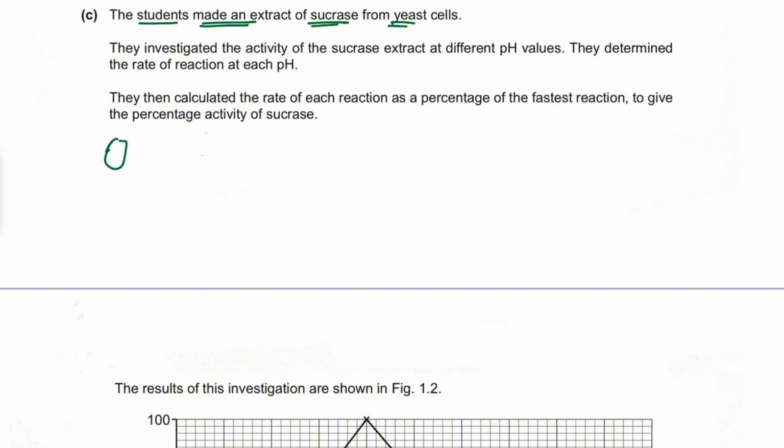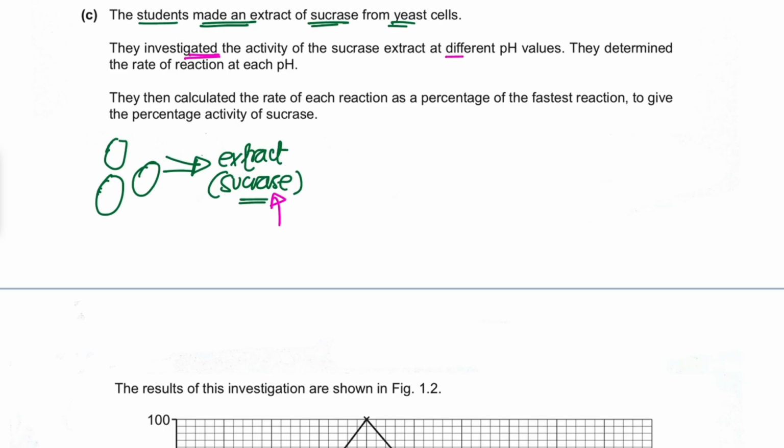They are saying that the student made an extract of sucrase from the yeast cells. I have got a lot of yeast cells and I would crush them, and that would make an extract, the resulting solution. That extract has an enzyme in it, and the name of the enzyme is sucrase. Now, the sucrase from the fungal extract, they are measuring its activity at different pH values.